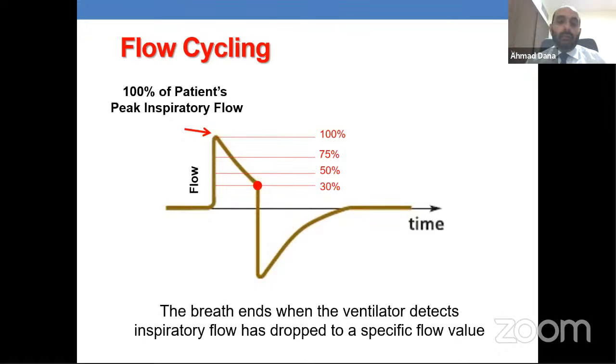Then cycling. All we are talking about are the basics of ventilation. Understanding the basics, then you understand the graphics. Again, cycling is the time you open the expiratory valve. This is the time you initiate expiration. We said that it is either time cycled or flow cycled.